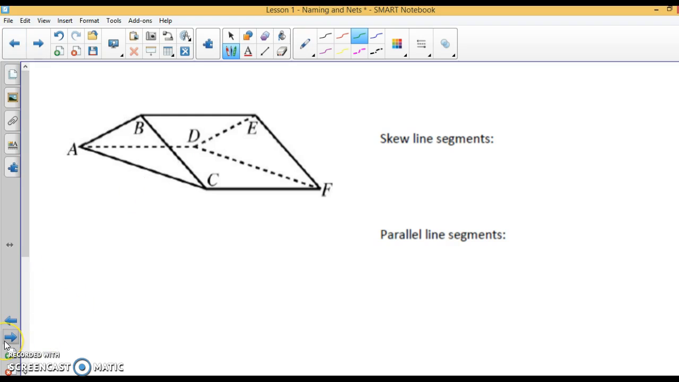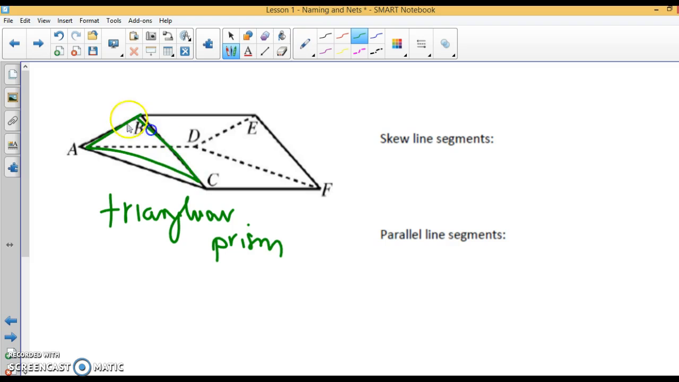Now, take a look at this. This is a picture of a prism. It is a triangular prism, because here are the two bases. The bases are triangles, and we know that it's a prism because there are two of them. And again, you name a prism and a pyramid by the shape of their base. So this is a triangular prism.